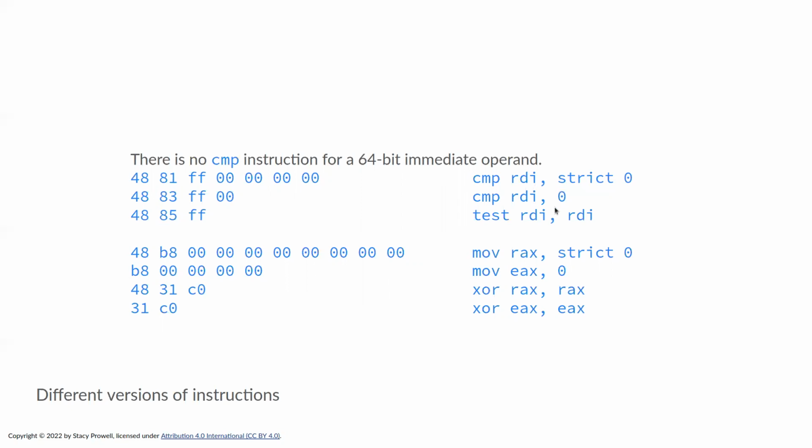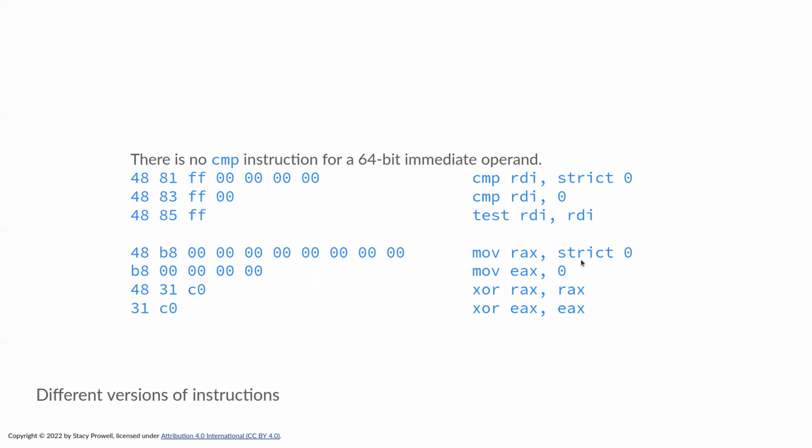If I just do straight compare RDI and 0, it encodes this way with 4 bytes. But if I use the test trick, I get down to just 3. And in fact, if I use EDI here instead of RDI, I throw away this prefix byte 48 and I have just 2. And that's pretty neat.